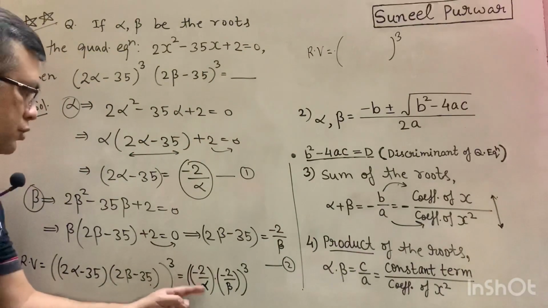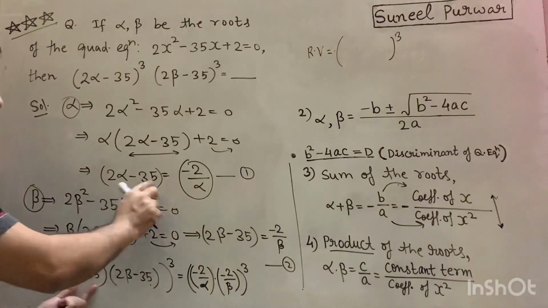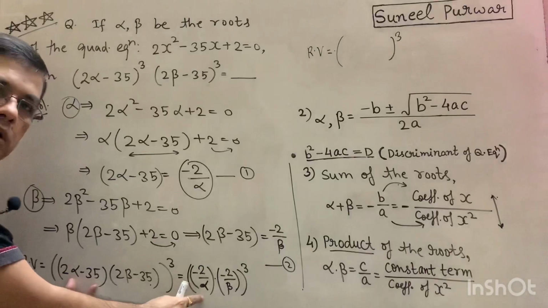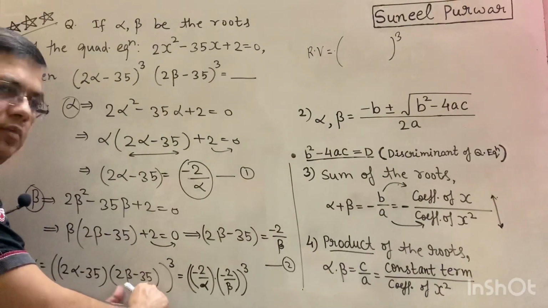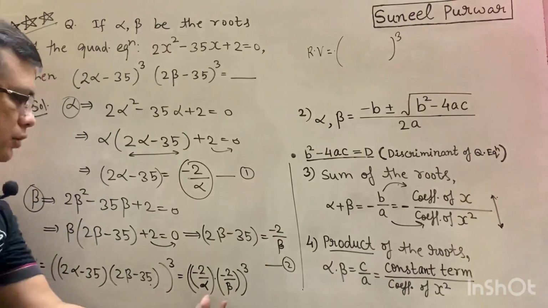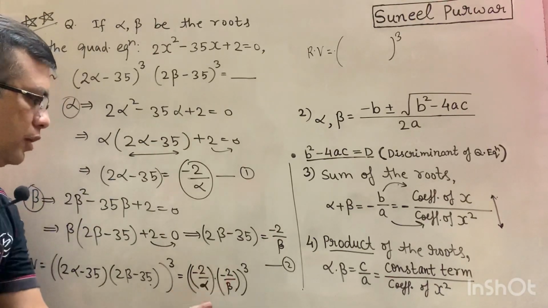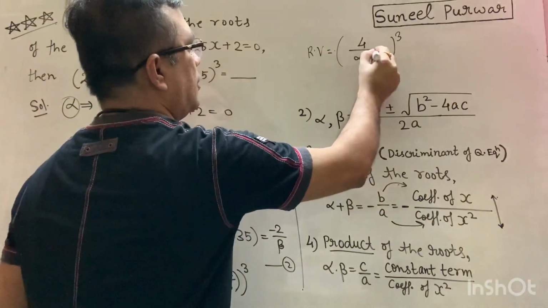How did we get this minus 2 by alpha? From relation 1, in place of 2 alpha minus 35 we can write minus 2 by alpha. Then similarly from the second relation, 2 beta minus 35 is equal to minus 2 by beta, that we have put. So what is the product of this? 4 upon alpha beta.